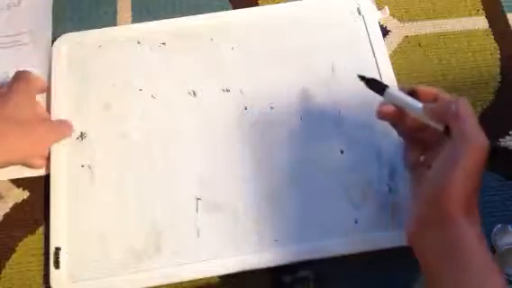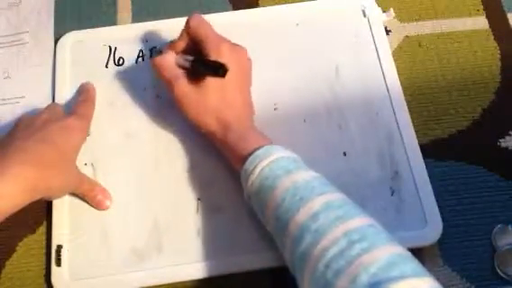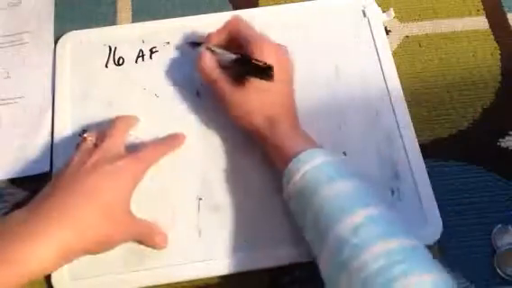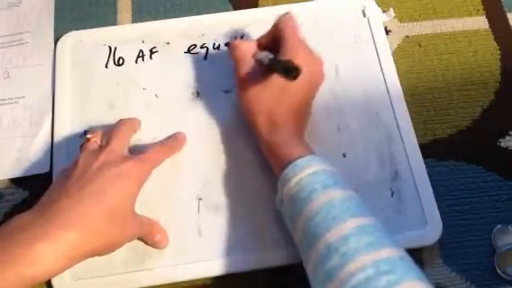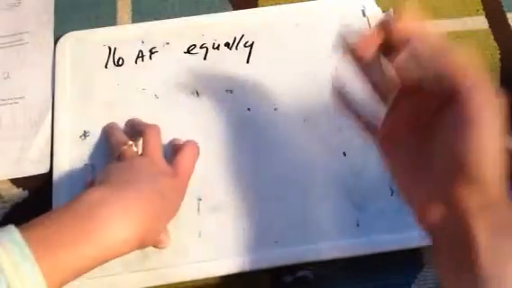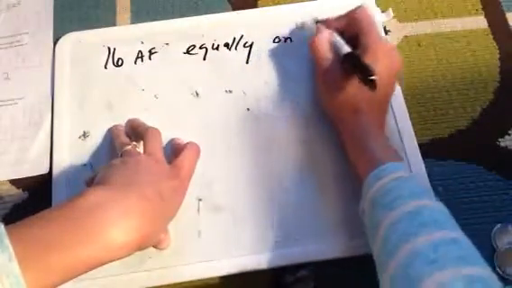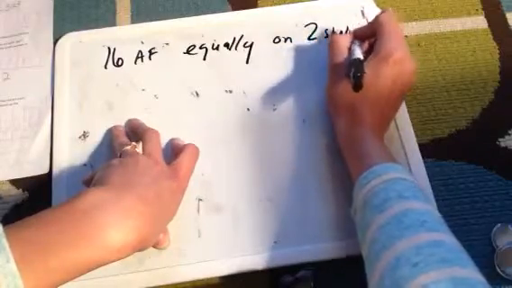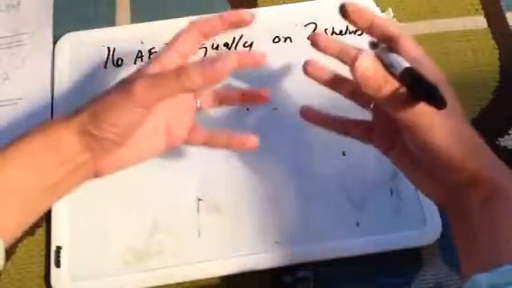So the question was: 16 action figures are arranged equally. Again, that gives us a clue. Multiplication, division, we're looking at equal groups on two shelves. So think about that. Which one is the group that's holding the items in it?